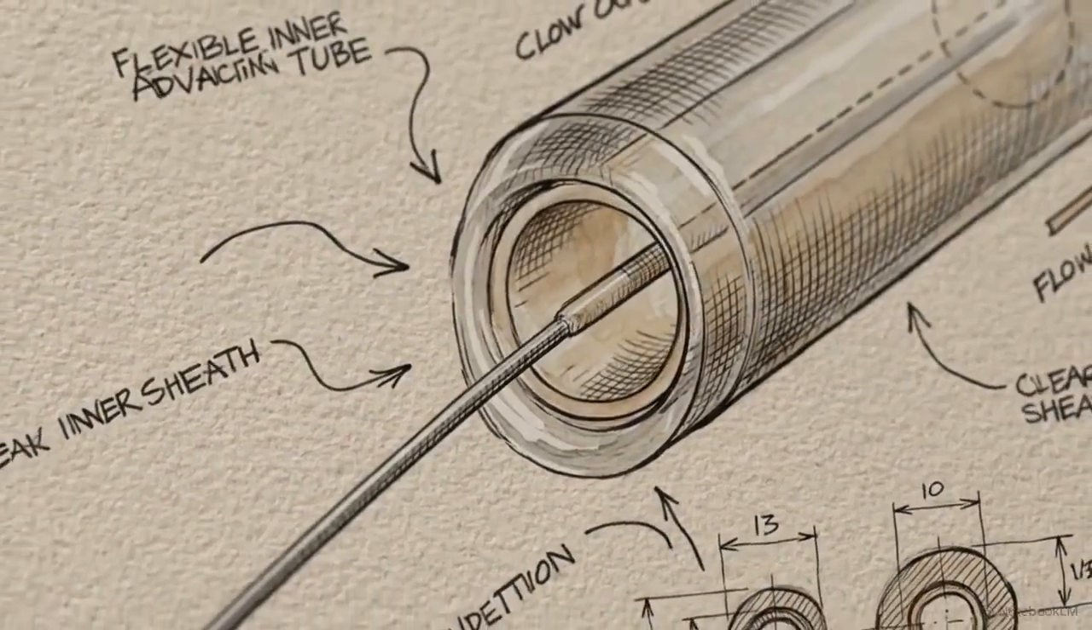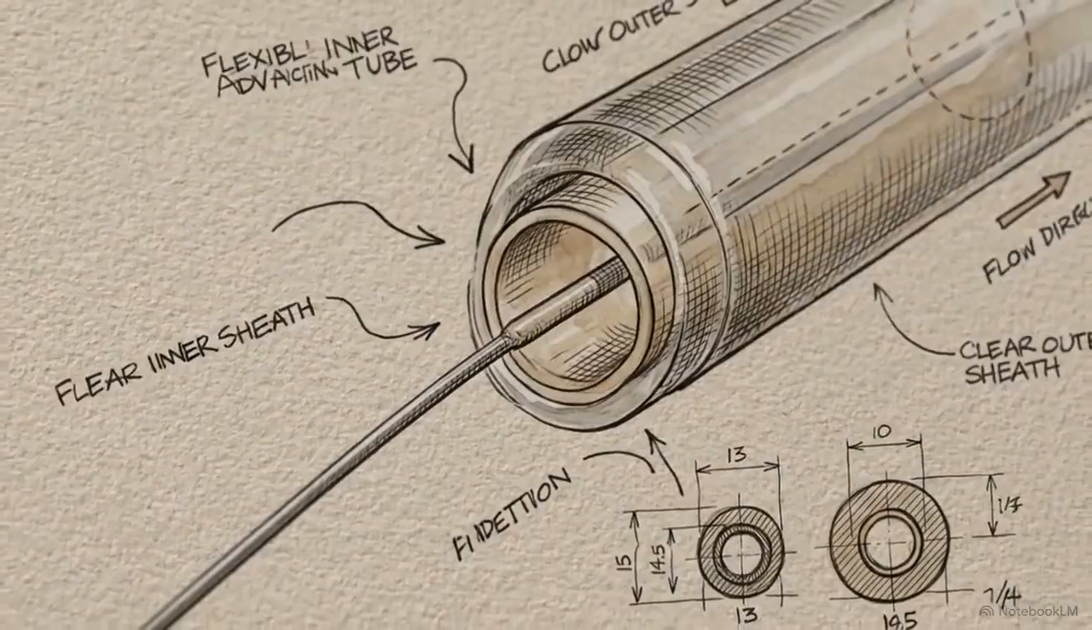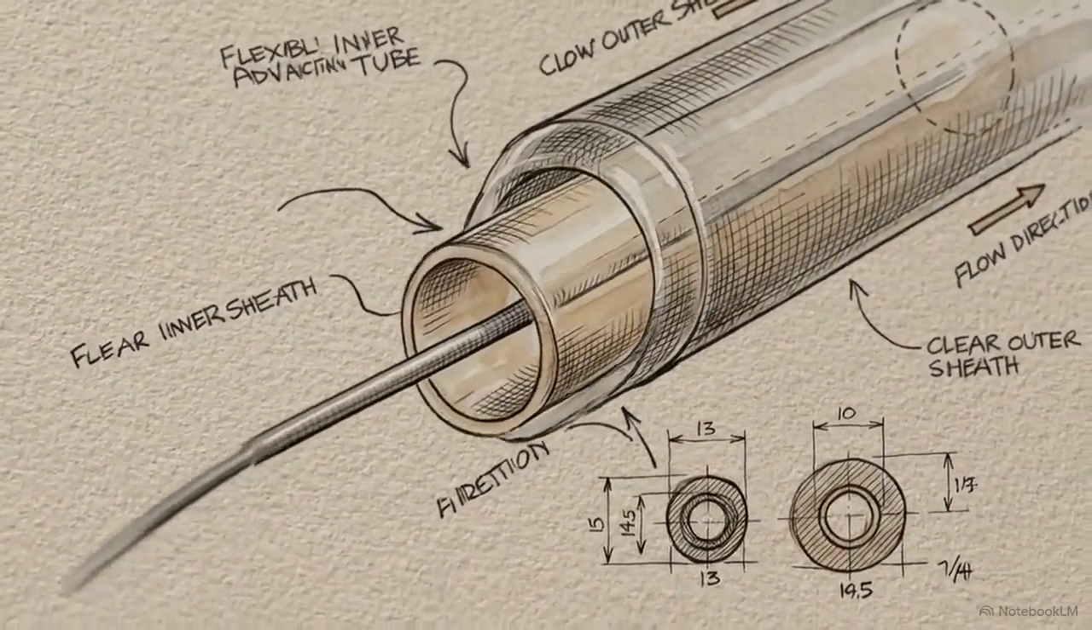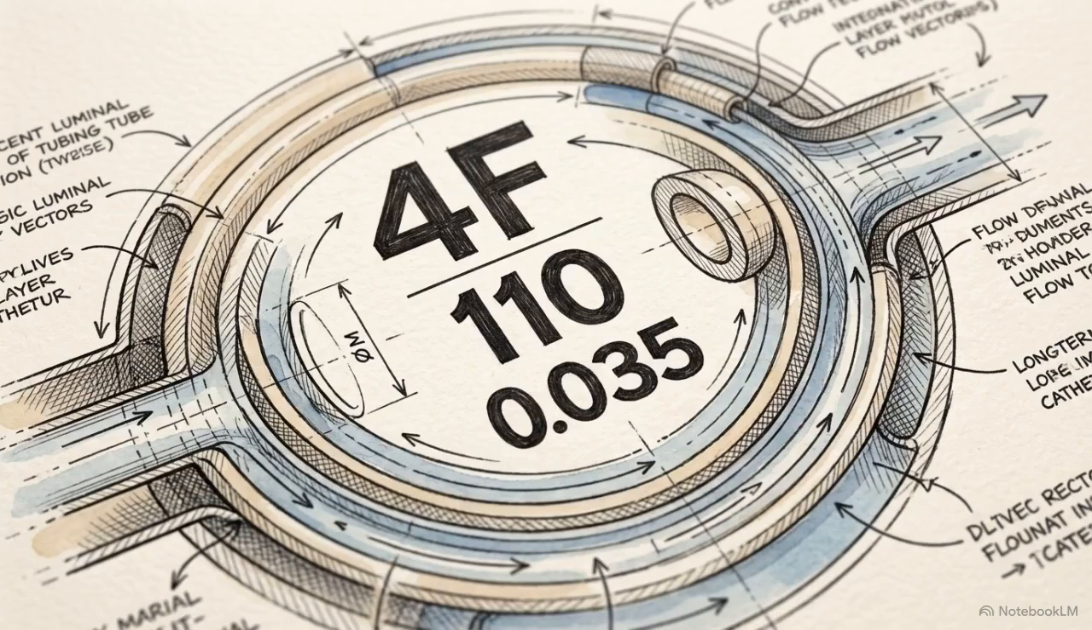Getting a medical device into a precise vascular target requires sliding a series of tubes and wires over one another. This is the coaxial system. If you examine the packaging for any standard angiographic catheter, you will find three distinct measurements: a French size, a length in centimeters, and an inner diameter measured in inches.